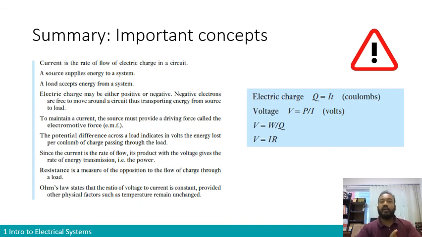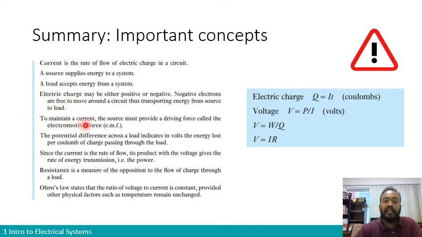So here is the summary of a few important concepts and a few important relationships or equations that you need to know. So what is current? If we can summarize, current is basically the rate of flow of electrical charges, how many charges per second. So I equals Q over T, or in other words, charge is current multiplied by time. So a source supplies energy to a system, a load accepts energy and consumes the energy. So electric charges may be positive or negative.